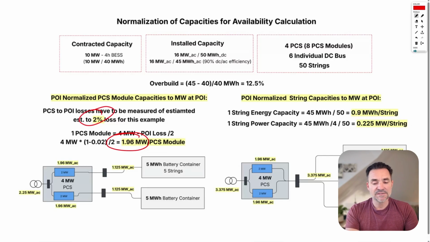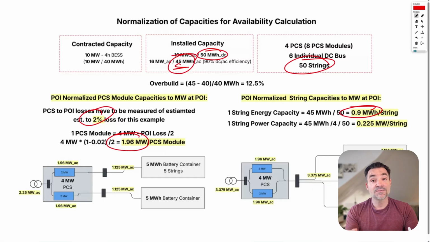And then for the strings, we know we have 45 megawatt hour of installed capacity. That's tested at the POI. This is the 50 megawatt hour DC, but with the losses, your DC to AC transformation losses, your transformer losses, everything up to the POI, your 50 megawatt hour becomes 45 megawatt hour. And that's typically something that's tested with a capacity test. So I'm going to take this and divide it by the number of strings. We have 50 strings on this side, so each string is 0.9 megawatt hour.